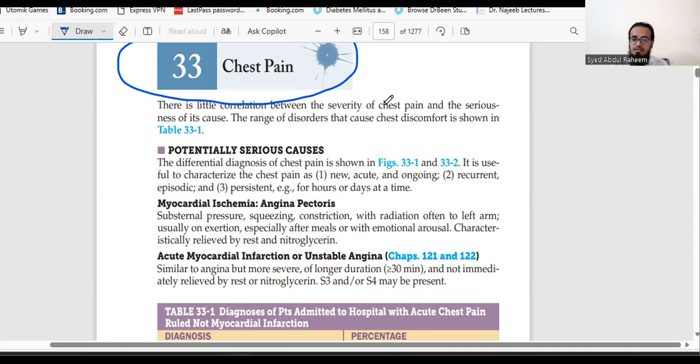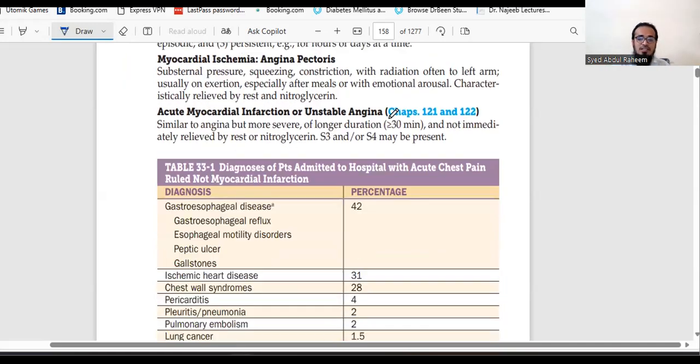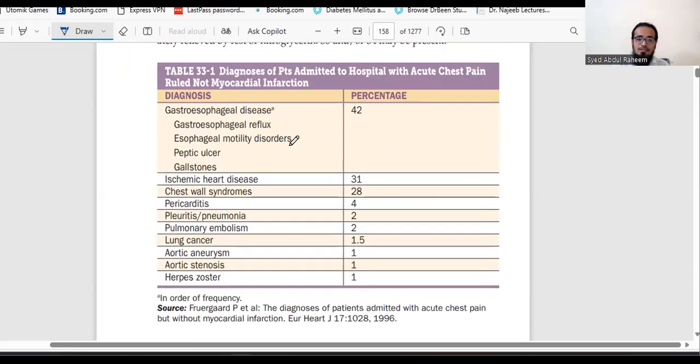So whenever a patient comes to your clinic, you have to ask: is it the first time you are experiencing it, or is it a recurrent pain, or are you feeling mild pain or chest pain continuously for days or hours? So first, what are the serious causes? We will see here. One box is given for those admitted in the hospital: 42 percent are due to gastrointestinal diseases. 42 percent means that 4 out of 10 people experience chest pain due to gastrointestinal issues.